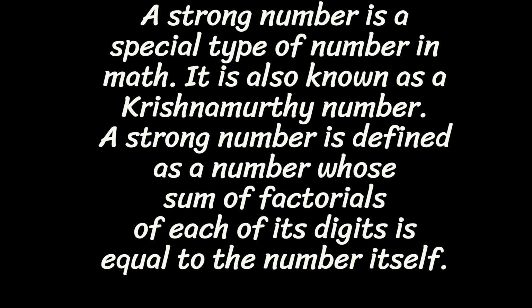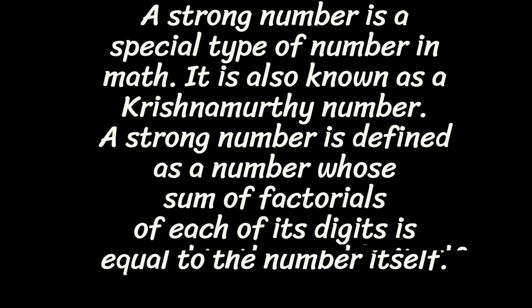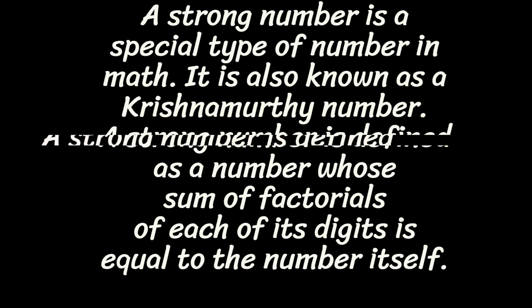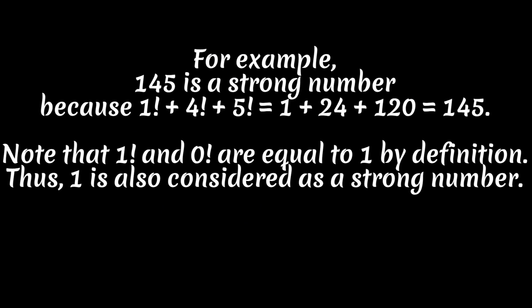Firstly, we have to understand, what is a strong number? A strong number is a special type of number in mathematics. It is also known as a Krishnamurti number. A strong number is defined as a number whose sum of factorials of each of its digits is equal to the number itself. For example, 145 is a strong number because 1 factorial plus 4 factorial plus 5 factorial equals 1 plus 24 plus 120, which is equal to 145. Note that 1 factorial and 0 factorial are equal to 1 by definition. Thus, 1 is also considered a strong number.